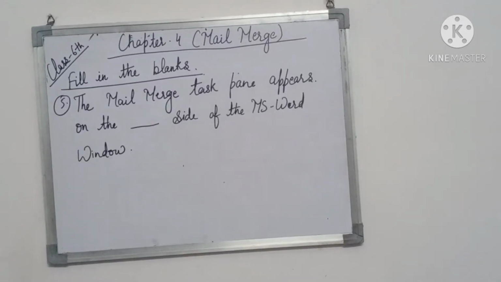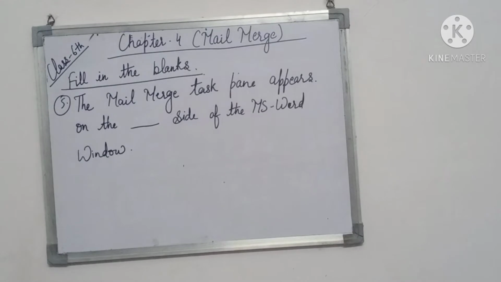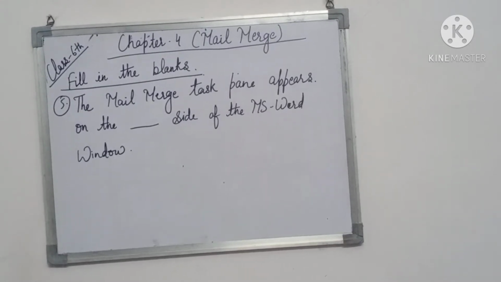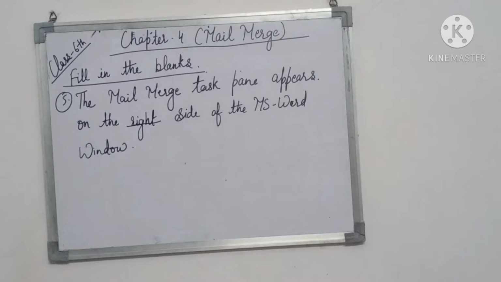Fifth is: the mail merge task pane appears on the dash side of the MS Word window. When you start to do the mail merge options, you can see the mail merge task pane at the right side of the MS Word window. So the answer is right, on the right side of the MS Word window.